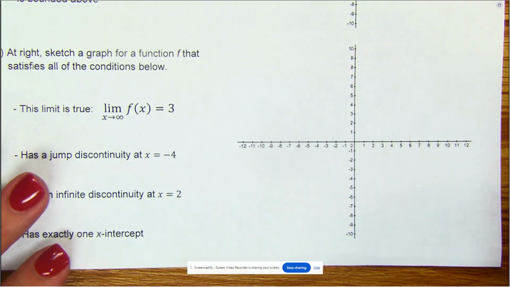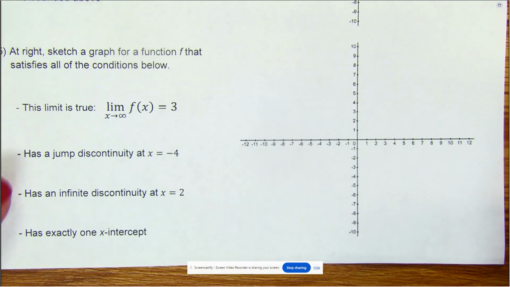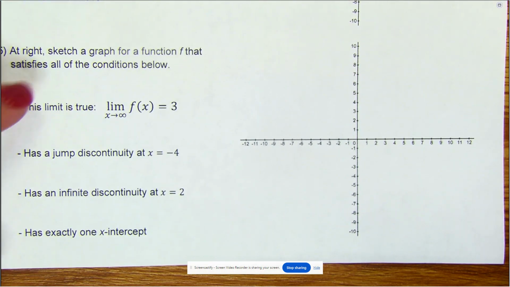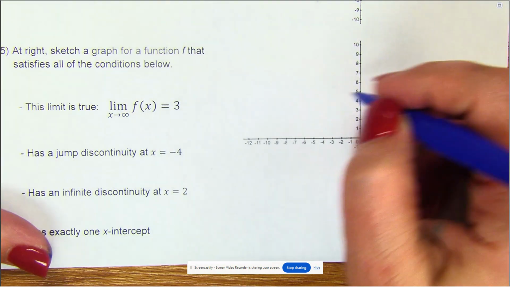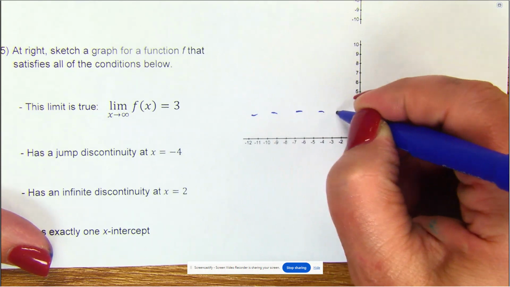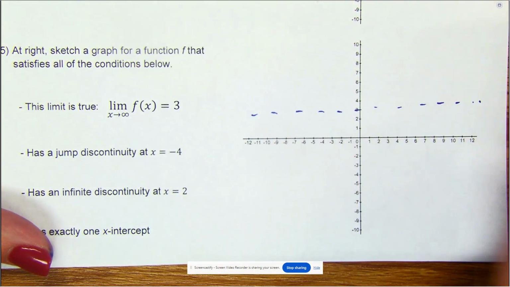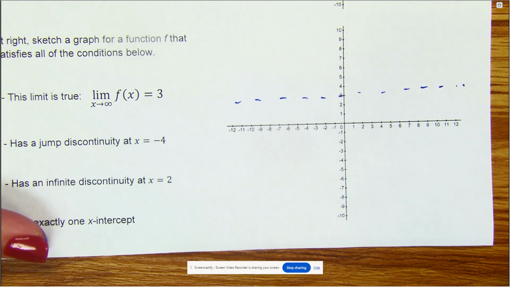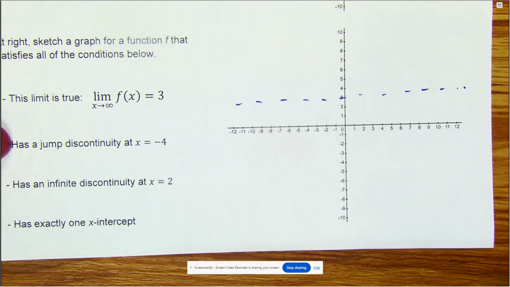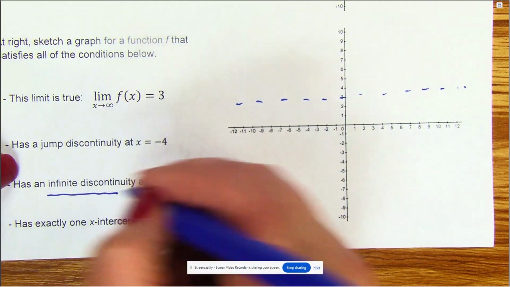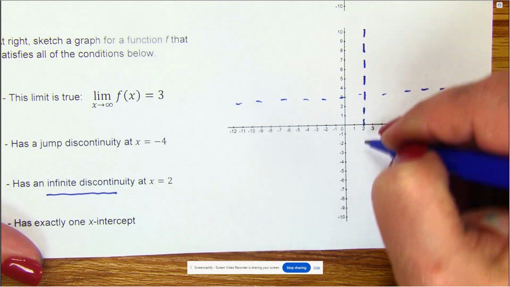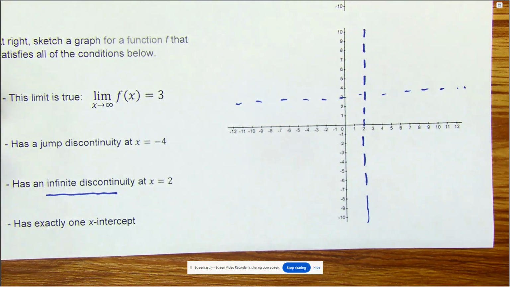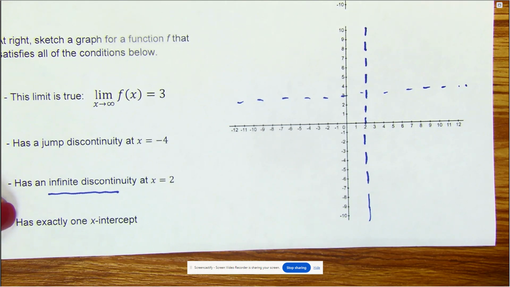So it says, got 1, 2, 3, 4 conditions. The limit of the function as x approaches infinity is 3. So when I'm over here, to me that means I'm going to have an asymptote at 3. There's other ways to do it, but that's my interpretation. It has a jump discontinuity at -4, has an infinite discontinuity, so this one, to me, that's an asymptote at 2. And it has exactly one x-intercept.